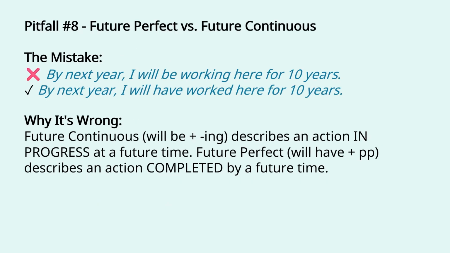Pitfall number 8: future perfect versus future continuous. The mistake: "By next year, I will be working here for 10 years." Correct: "By next year, I will have worked here for 10 years." Why it's wrong: future continuous, will be plus -ing, describes an action in progress at a future time. Future perfect, will have plus past participle, describes an action completed by a future time.